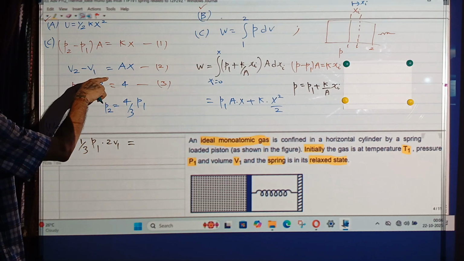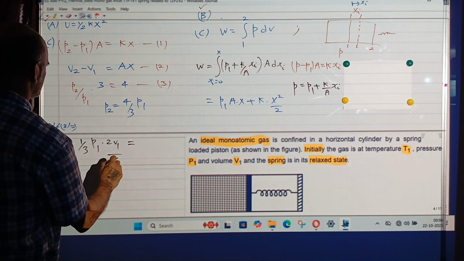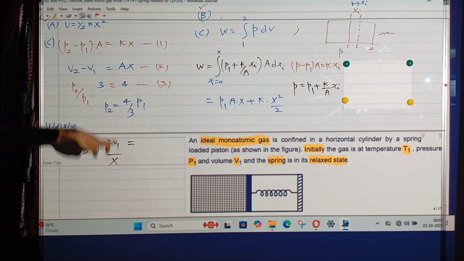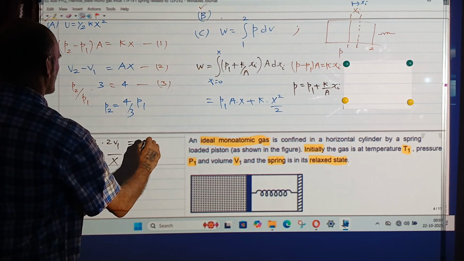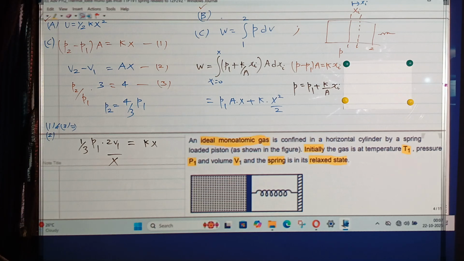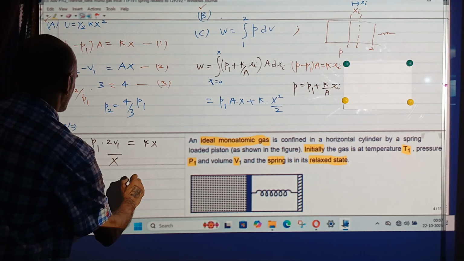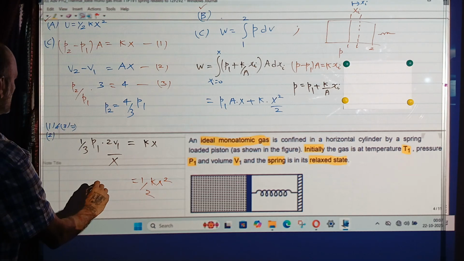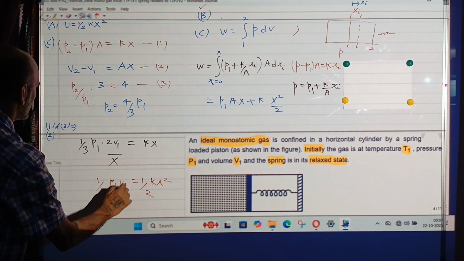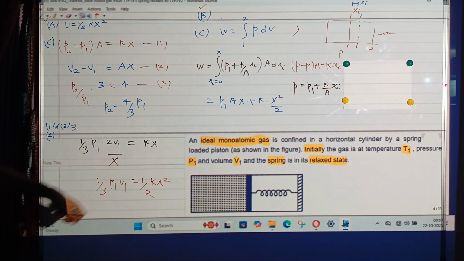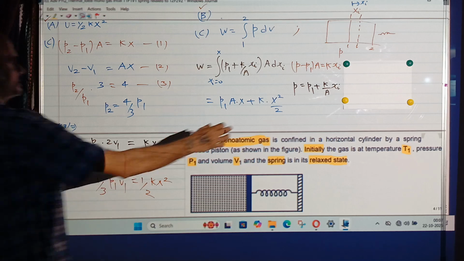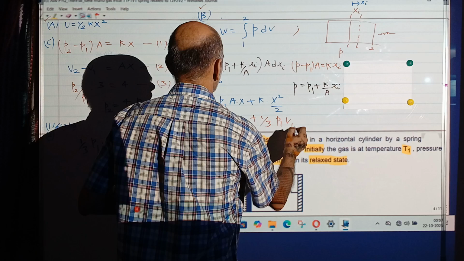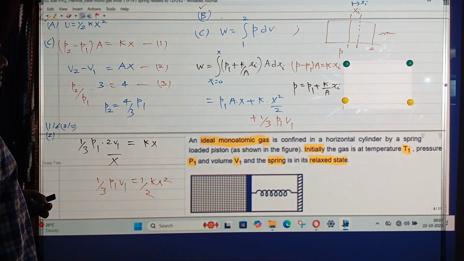A is V2 minus V1 by X. Eliminating from here, which is V2 minus V1 by X, V2 minus V1 is 2V1 by X, equal to K into X. So X, if it comes, this will be K X square. And this 2, if it comes down, it becomes half. So I'll leave one. I have 3 P1 V1. So spring energy is half, 1/3 P1 V1. So that I'll use here: 1/3 P1 V1. All the answers are in terms of P1 V1.